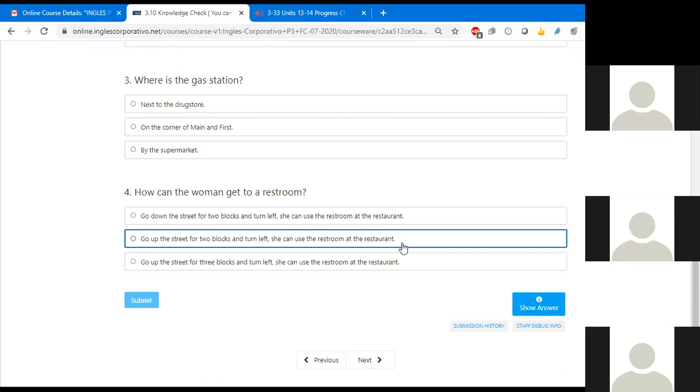Can you help me? Is there a restroom around here? Oh, sure. There's a restaurant not far from here. They have a restroom. Go up this street for 2 blocks and turn left. Thanks a lot.